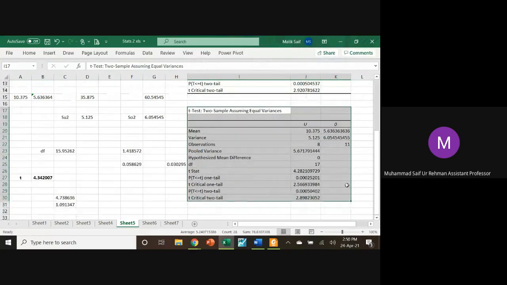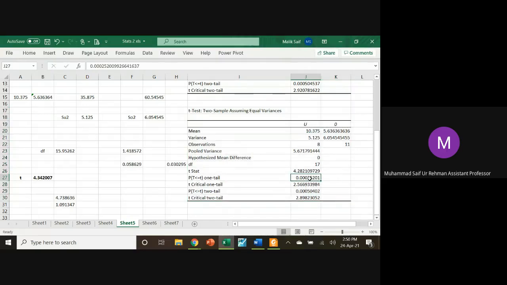Now you may see if it was one tail, this is the probability value. If it was two-tailed, this was the probability value, and this was the critical value. But in this particular case, as we know, it is single-tailed, so you will take into account this value, T critical for one tail, 2.56. And you have to see this probability value, it is far less than the level of significance. So again in this case, you are going to reject the null hypothesis.